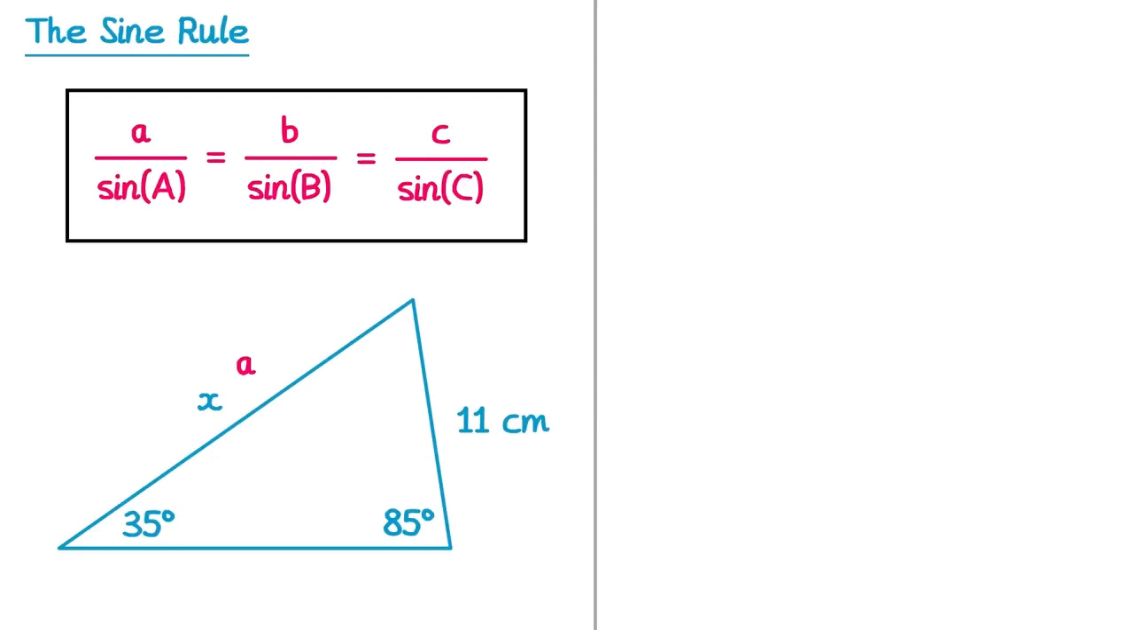If this is lowercase a, the angle opposite this must be capital A, so the 85 must be capital A. Then I would label this 11 centimeters on the right as lowercase b, and the angle opposite that one as capital B, so the 35 is capital B. Then we write out the first part of the sine rule, so a over sine A equals b over sine B.